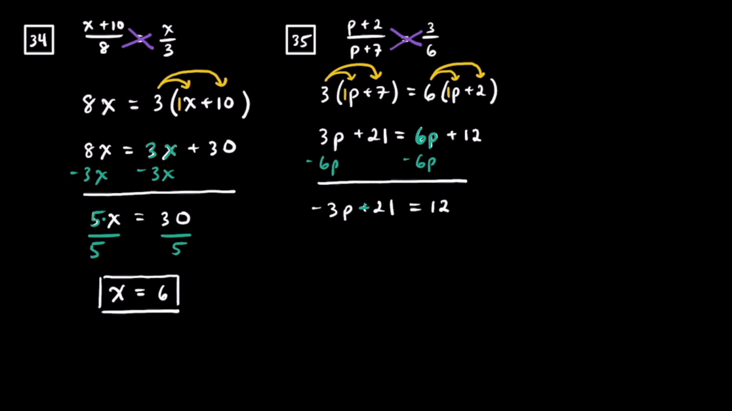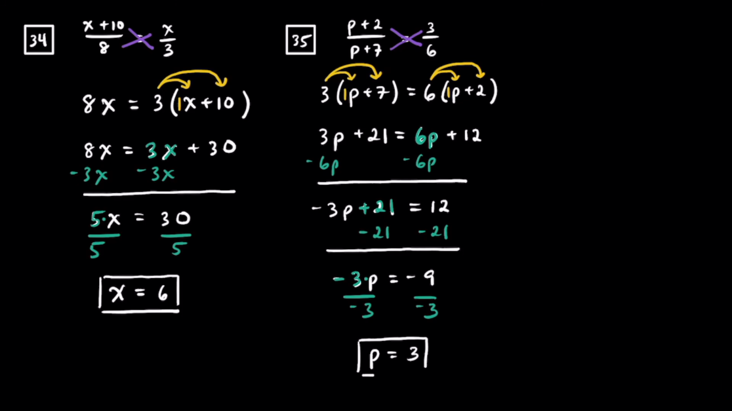And then we have a two-step equation here. Let's take away 21 from the left and take away 21 from the right. If we do that, we should have negative 3p is equal to negative 9. And to get this p alone, let's get rid of this negative 3 by dividing by negative 3 on both sides. We get 1p, or p is equal to positive 3. There's our solution.